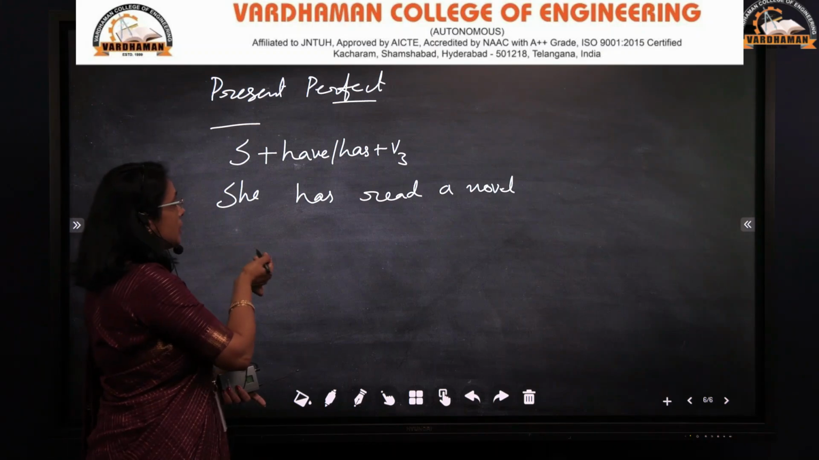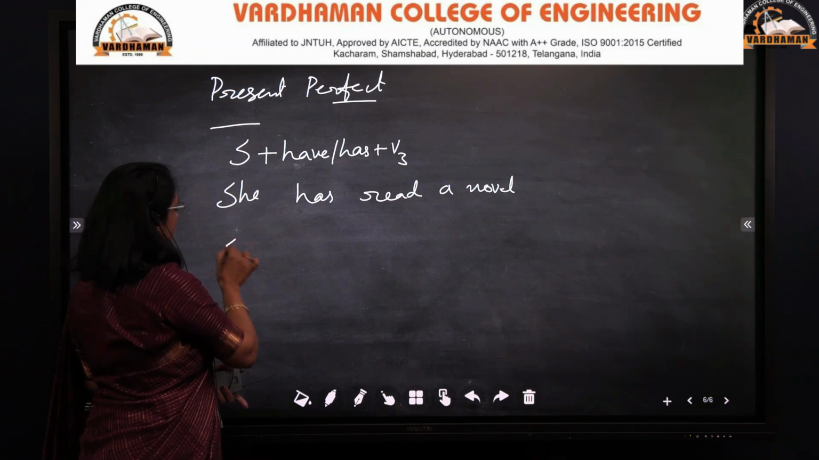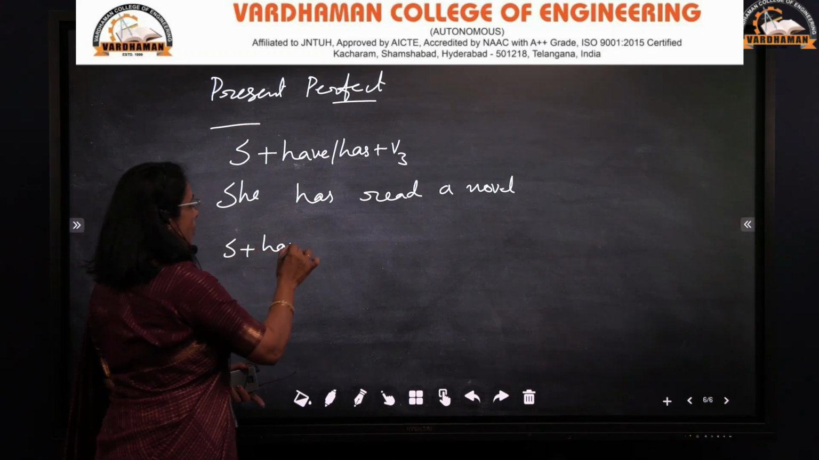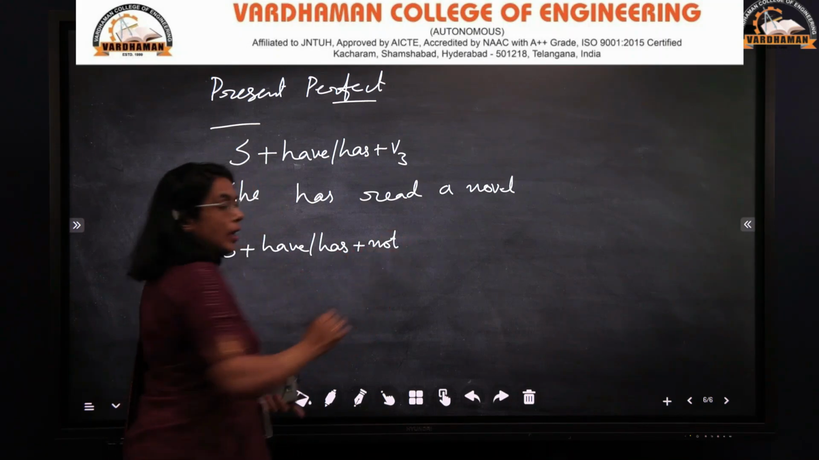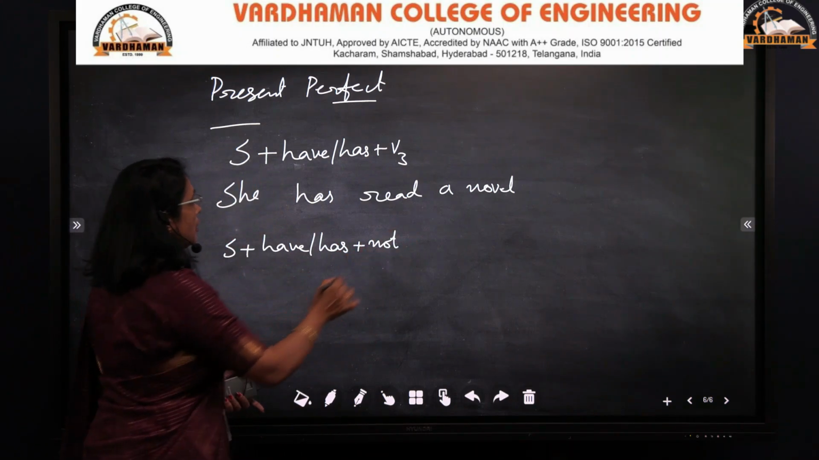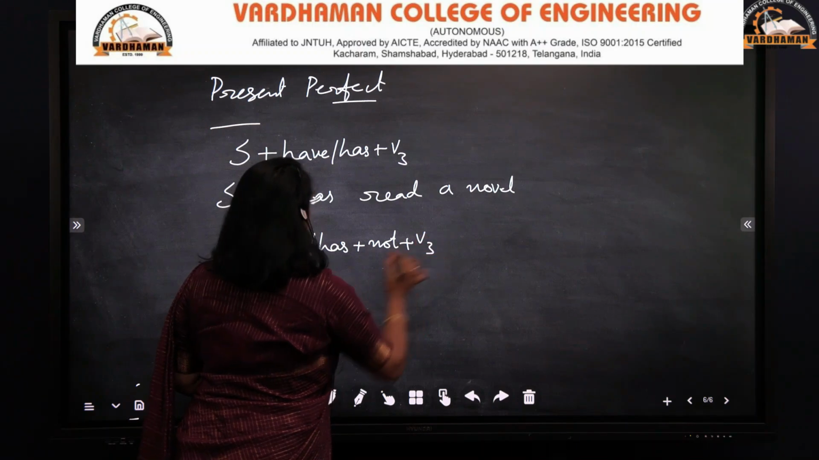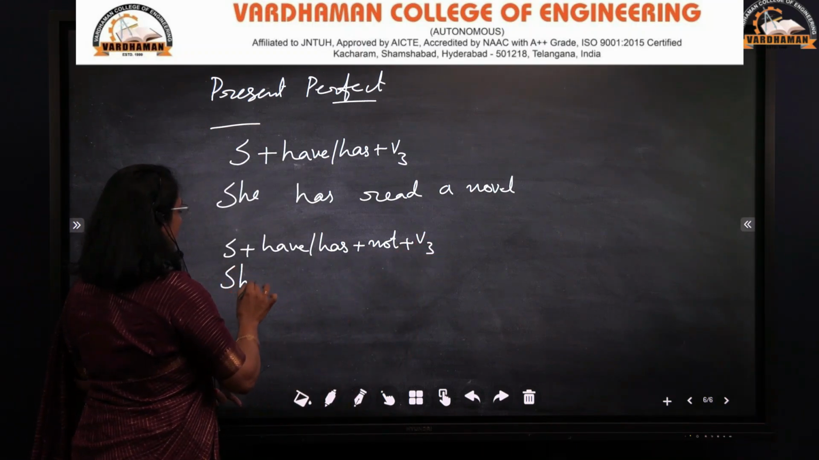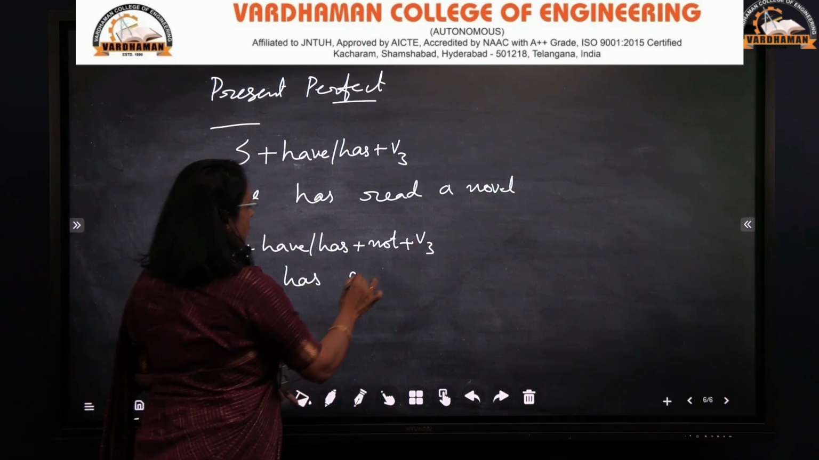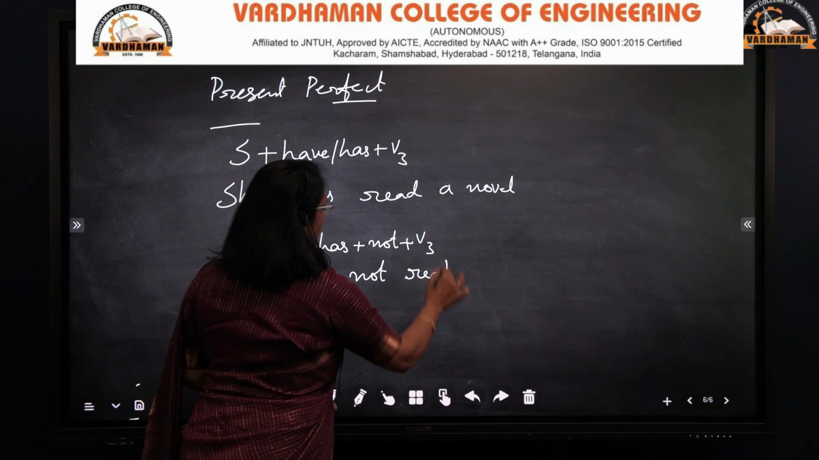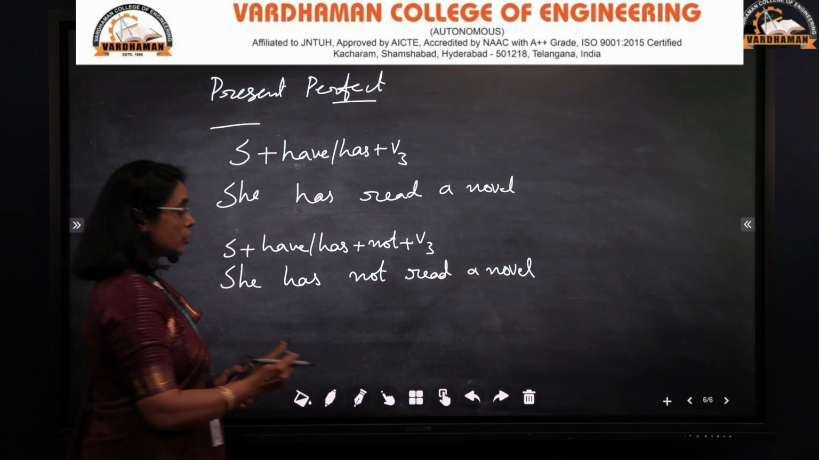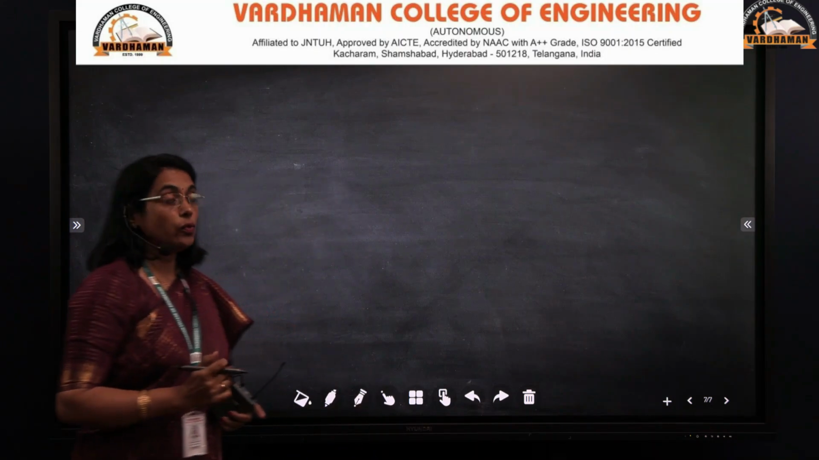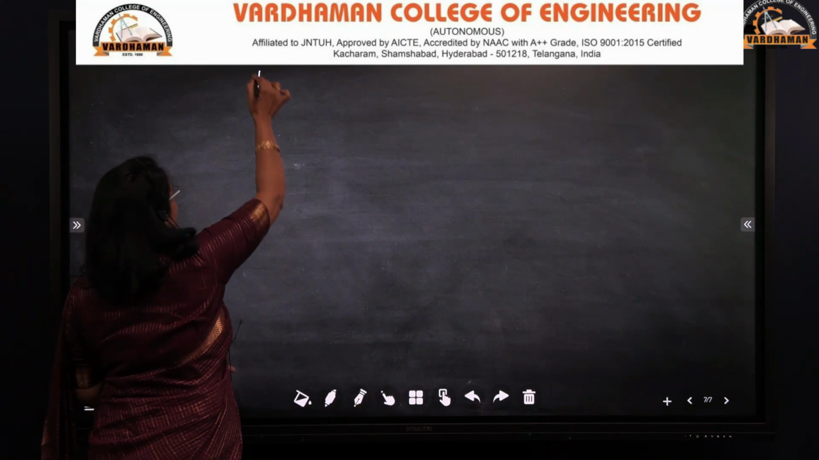So then what is the negative sentence for this? Subject plus have or has plus not. Only inclusion here is not plus V3. So she has not read a novel. So this is used for any just finished action. Let's go for past perfect now.